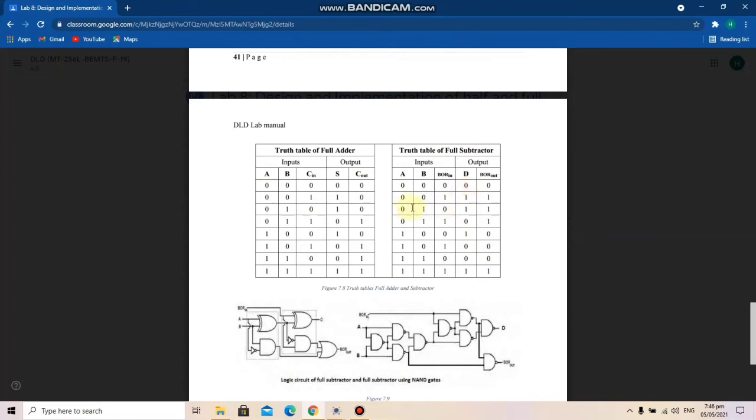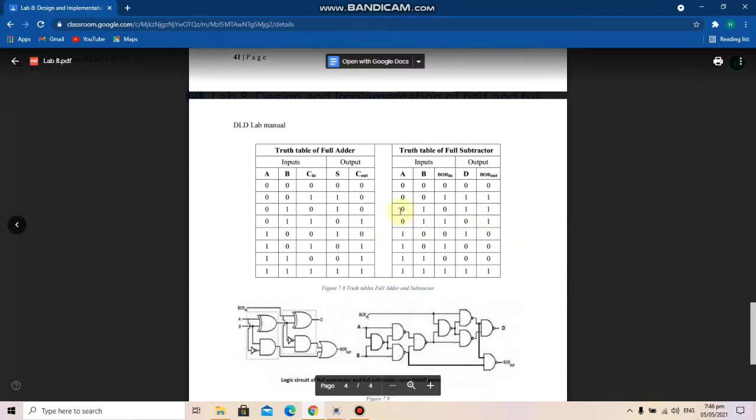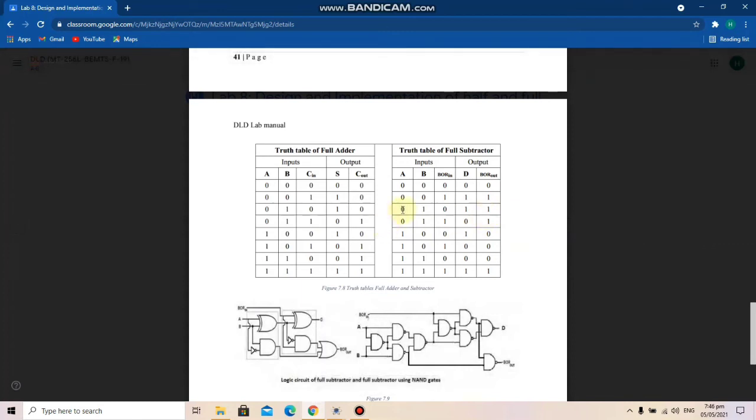A minus B is 0 minus 1, so this cannot be done. We have to take a borrow from the next stage, so the borrow out becomes 1, which makes the A 1 0, which is equal to 2. So 2 minus 1 gives us 1, so the result of A minus B is 1, and then 1 minus borrow in will be 1, so the difference is 1.